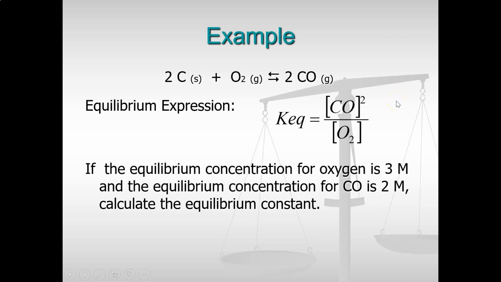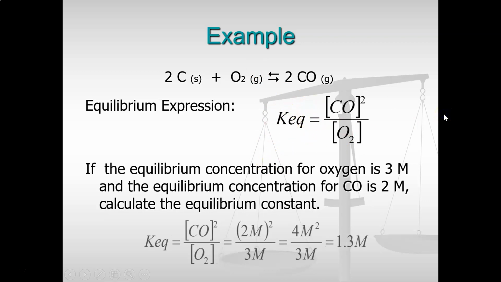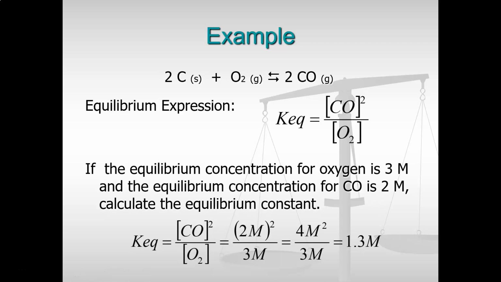All right, so let's plug some numbers in. What if oxygen at equilibrium had a concentration of 3 molar and carbon monoxide had a concentration of 2 molar? What would be the actual equilibrium value for the constant? We solve that, plugging everything in.